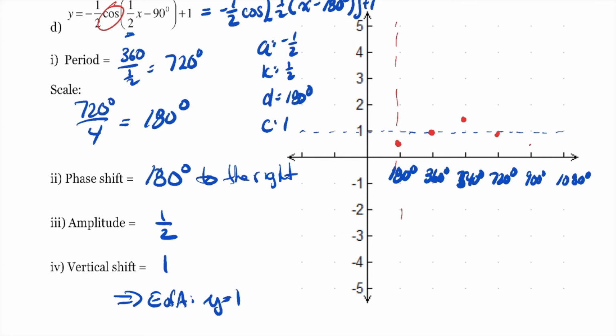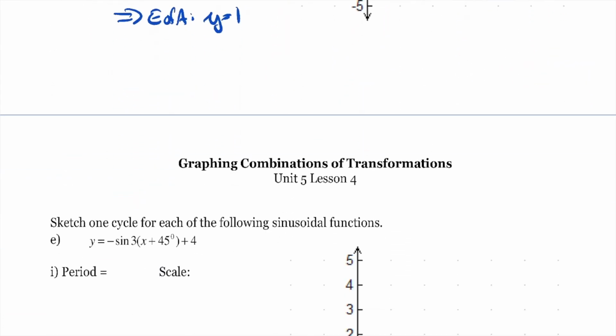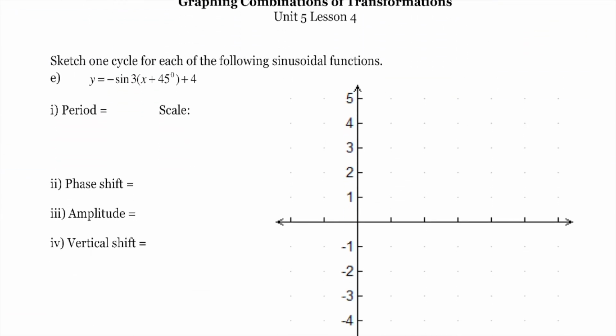I think I said trough here. That's actually the peak. My bad. There's a trough right there. So we can see that this equation is very compressed vertically. So here is what the graph would look like here. Let's look at the next question.